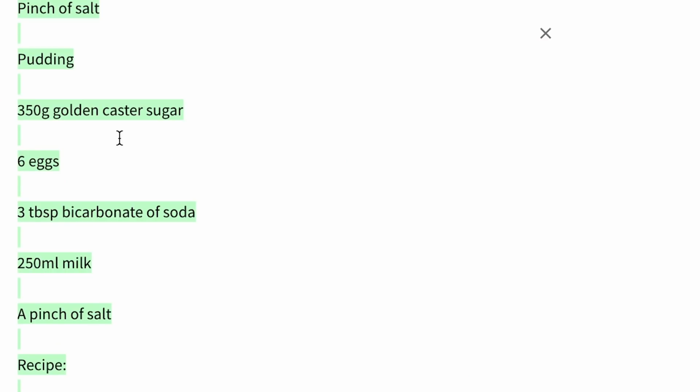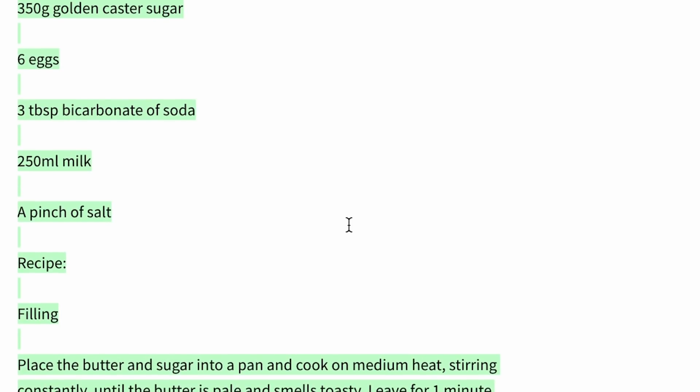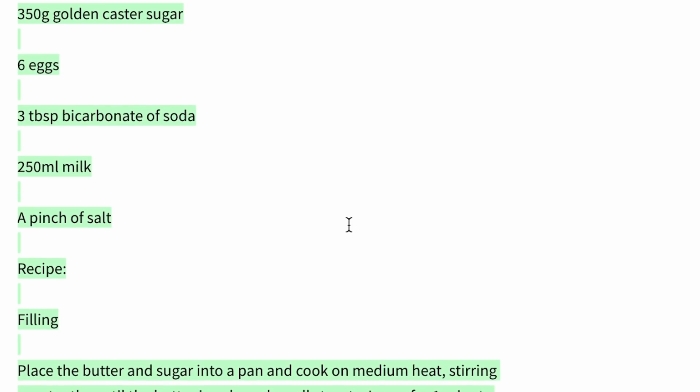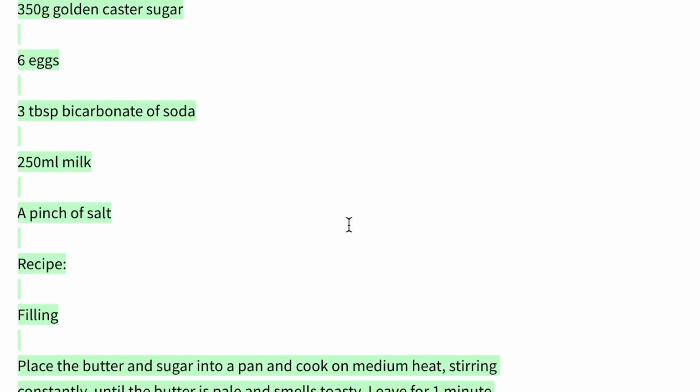And then it gives instructions for the pudding, which I assume goes in the middle. 350 grams of golden caster sugar, which I am not buying for this. 6 eggs, 3 tablespoons baking soda, 250 milliliters of milk, and a pinch of salt. It's asking us to make scrambled eggs. Just scrambled eggs with baking soda.